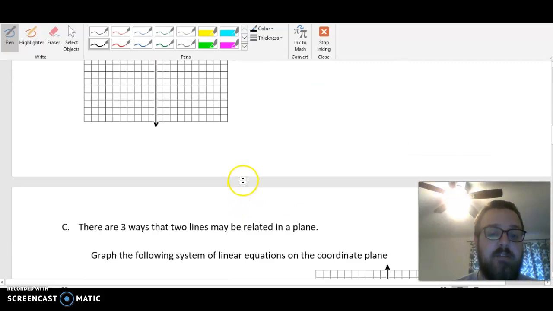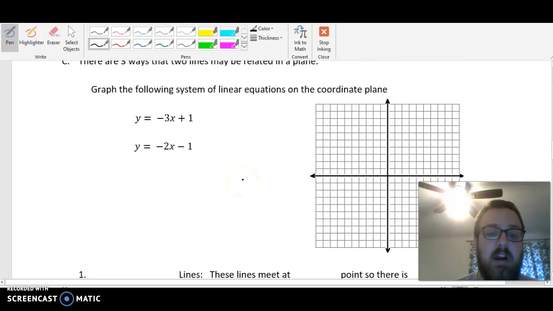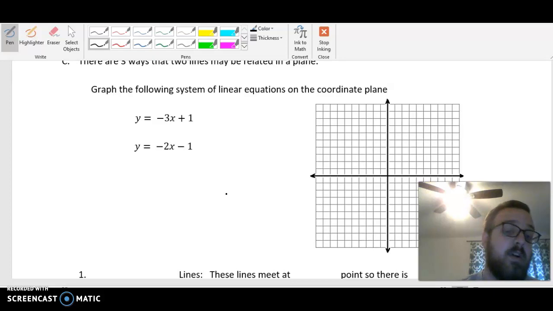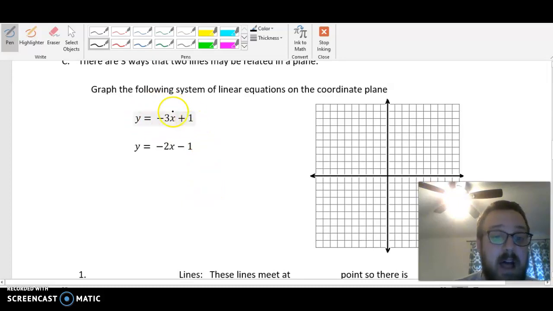Okay, so we're going to scroll down here and look at a couple examples of what can happen when we go to graph some of these. Here's one example. I have y equals -3x plus 1, and y equals -2x minus 1. You are going to do this exactly how you would graph a line normally. The graphing is not going to change at all. Meaning, I'm basically just going to graph this top line, and then graph this second line, and that's all I'm going to do.